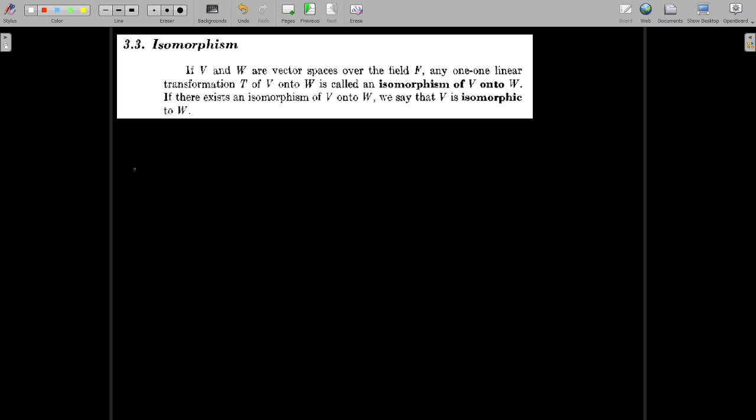Hi all, today we start discussing section 3.3. This is a small section. In this section we will discuss isomorphisms.